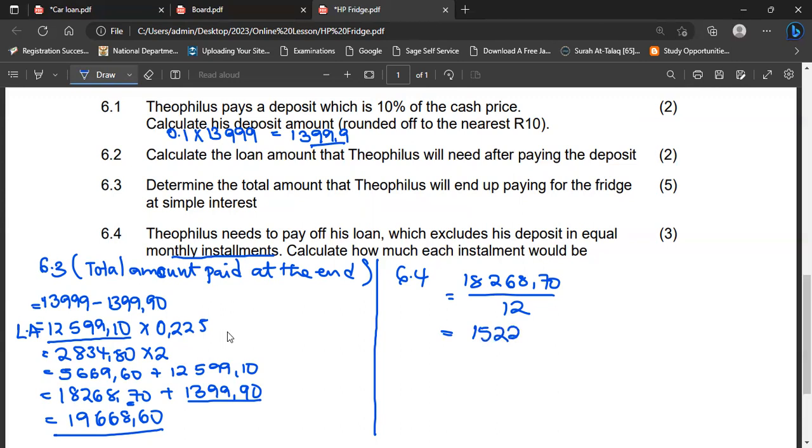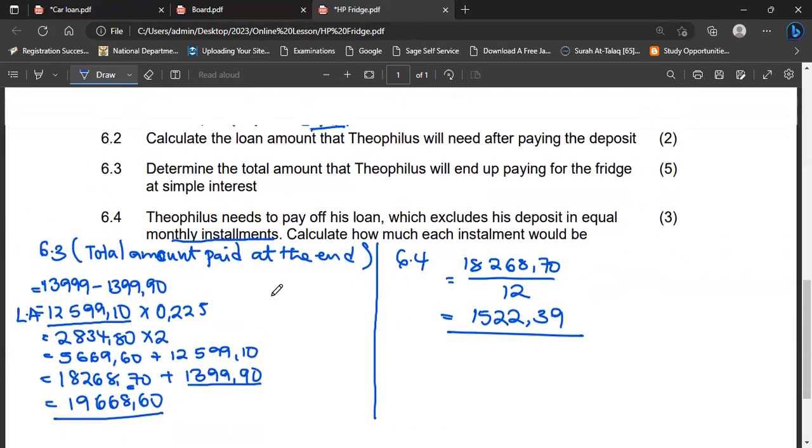So the monthly installment has to be 1,522 rands 39 cents. That's what we look at. That's how we do it.